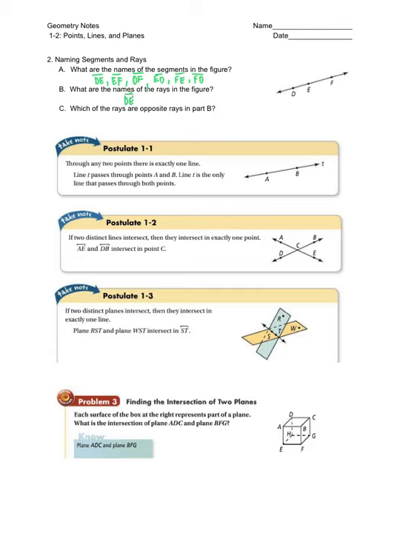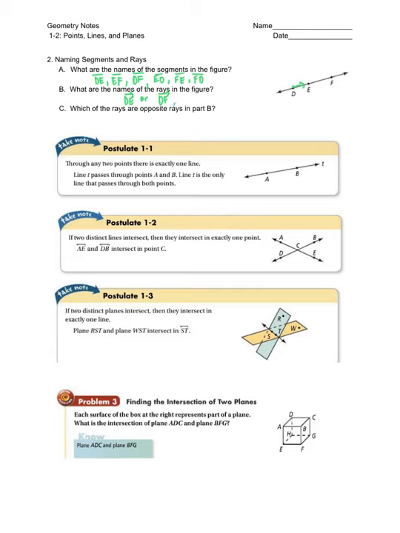So for our rays, we have ray DE, and DE is the same exact ray as DF, because if it's going on in one direction, it doesn't matter which endpoint; if you start at D and go on, it's going to go on forever towards E and towards F, so those would be the same thing.